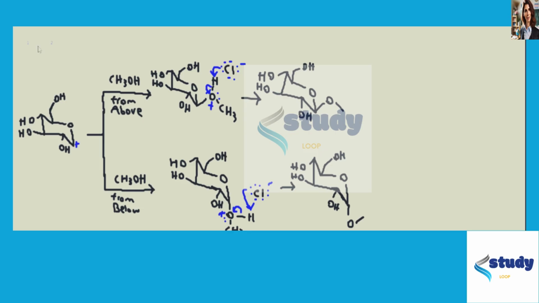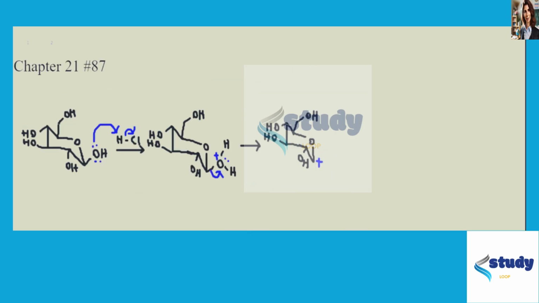And so this is the end of the mechanism. Here, page 1 is the first 2 steps of the mechanism. And that's the answer to chapter 21, problem number 87.